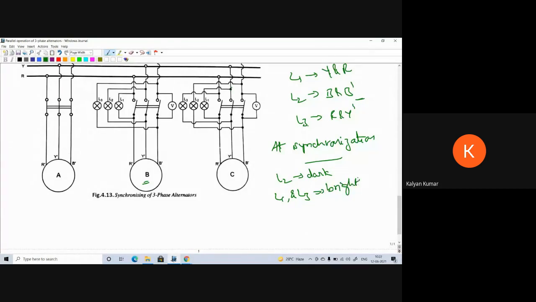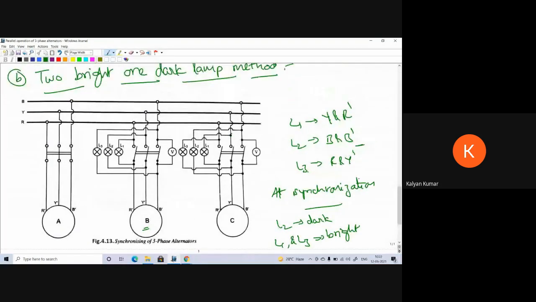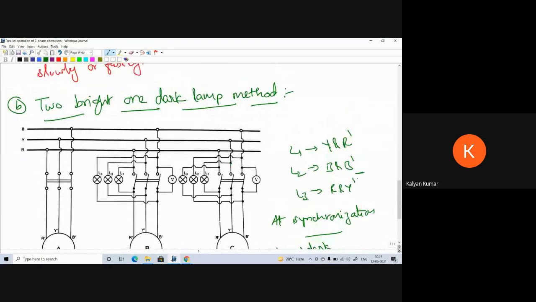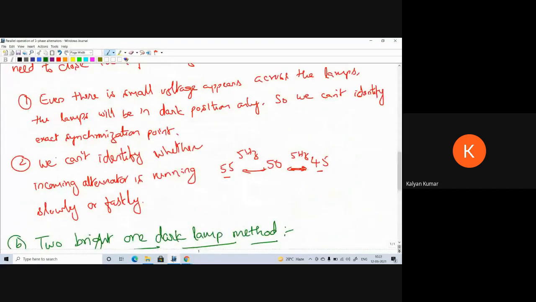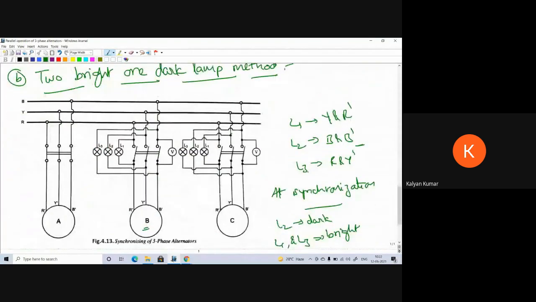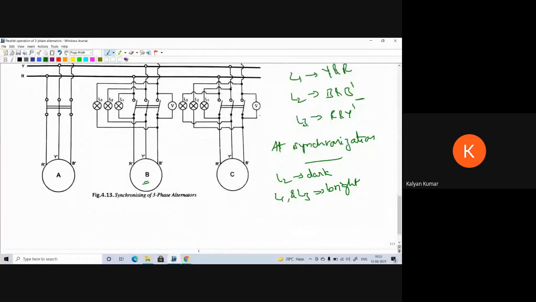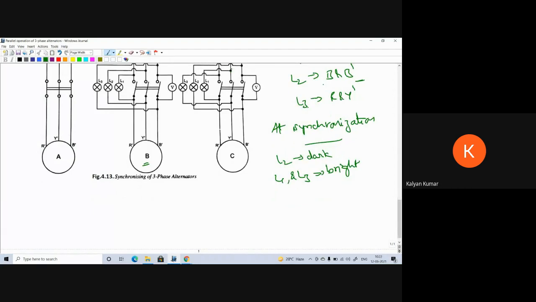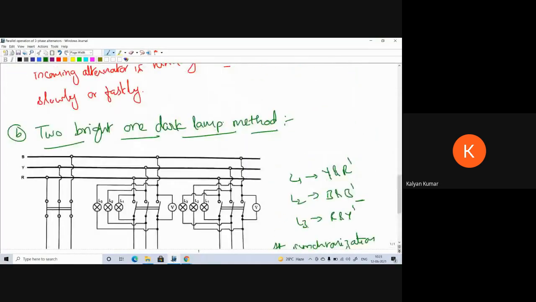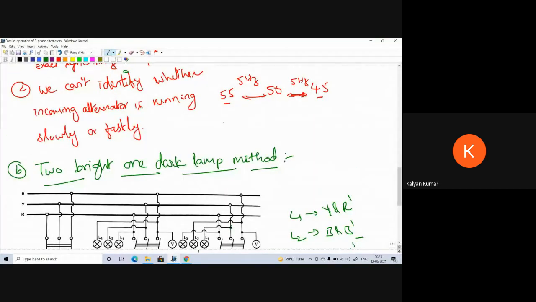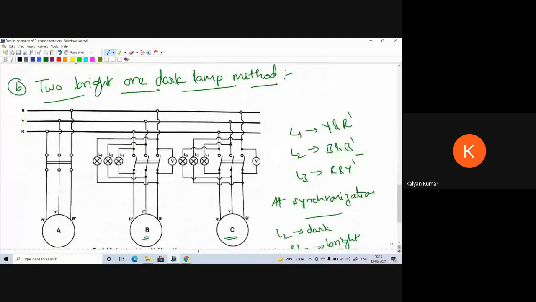So as L1 and L3 are bright at the time of synchronization, we can easily identify the exact synchronization point. So the first drawback with three dark lamp method can be overcome by connecting two lamps across the different lines, so that the lamps will be at bright position during the synchronization instant. Next, the second drawback is we have to know whether the incoming alternator is running fastly or slowly.